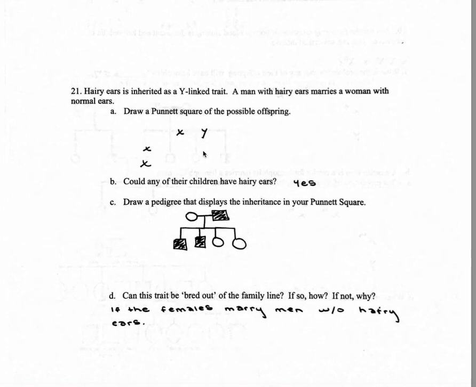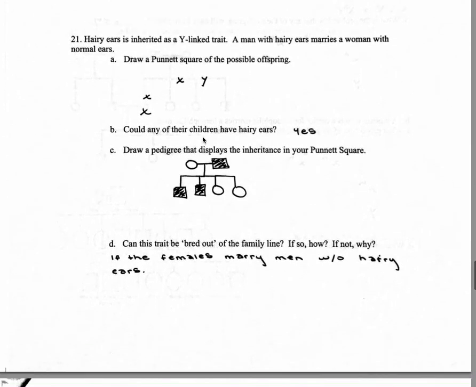So the moral of the story: his 2 sons, the 2 possibilities for his sons, will both have this Y chromosome, so they will automatically have hairy ears because they got this Y which has hairy ears on it. So yes, their children have hairy ears. So the mom's normal, the dad is hairy-eared, so I'm going to color it in, he's affected.